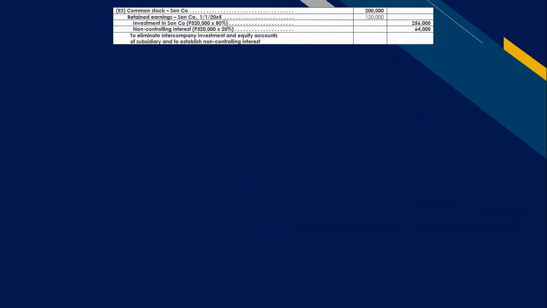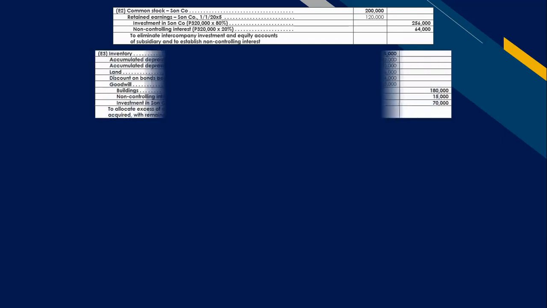Now we debit common stock, debit retained earnings of the subsidiary, then credit investment in stock at 80% and credit non-controlling interest. To eliminate intercompany investment and equity accounts of subsidiary and to establish non-controlling interest.